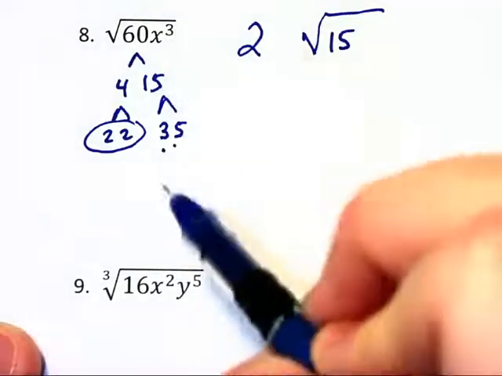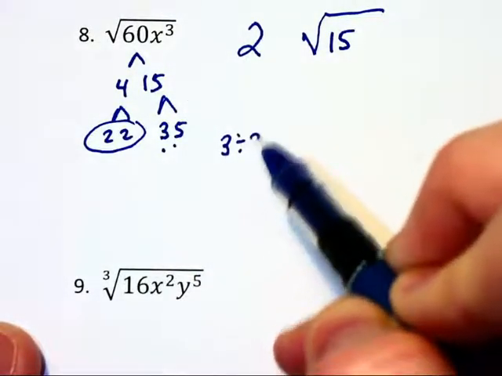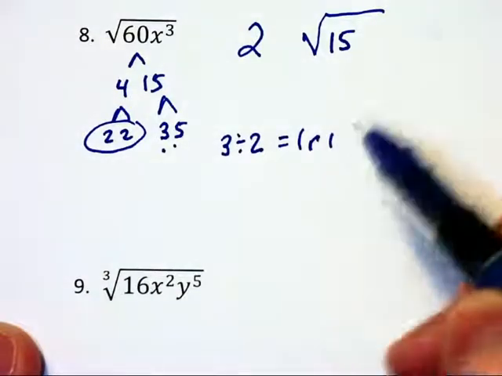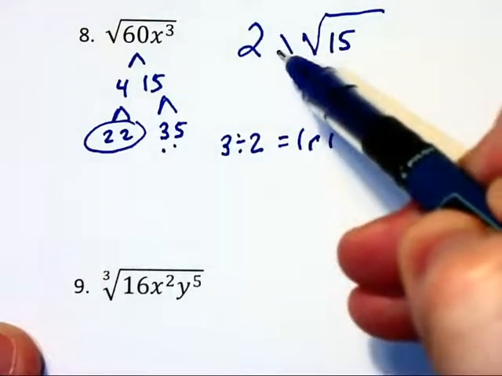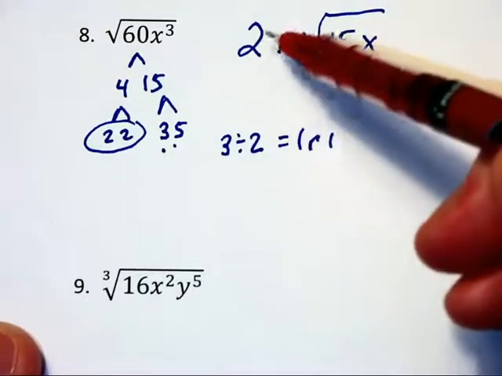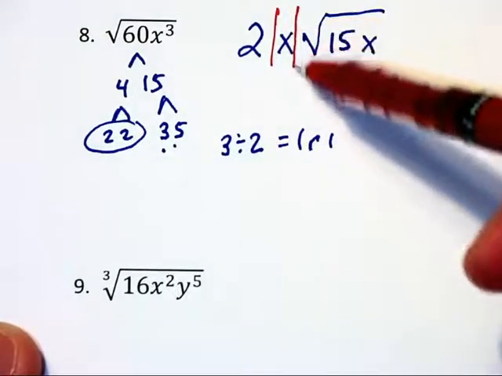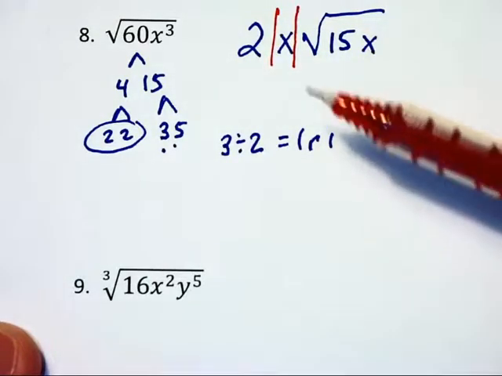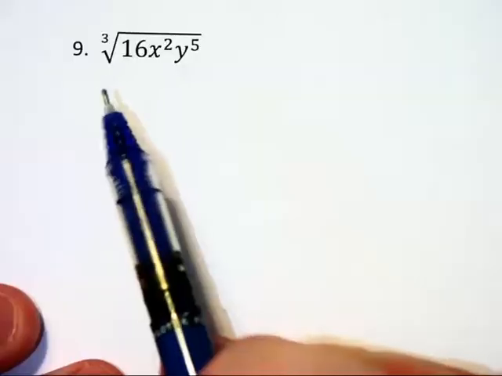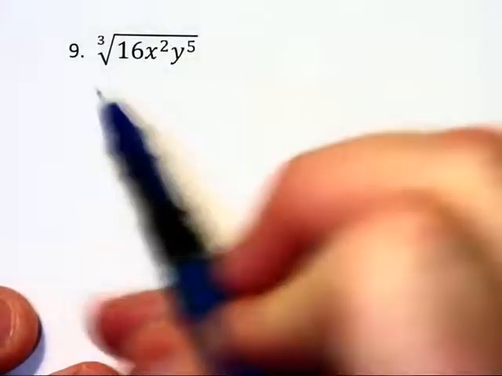Now x to the third, we can go 3 divided by 2, because this is a square root, is 1 remainder 1, and that tells me we have 1 x on the outside and 1 x on the inside. Technically, we would need absolute values around the x unless there were directions that said assume all variables represent positive values. For number 9, we're taking a cube root.